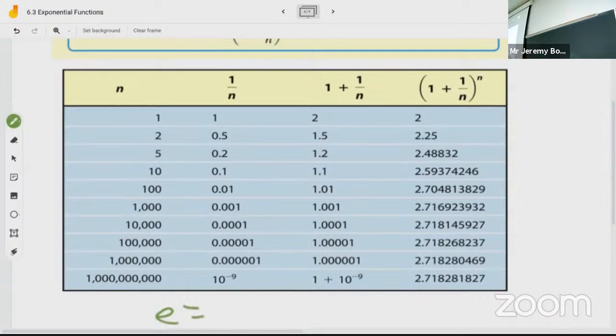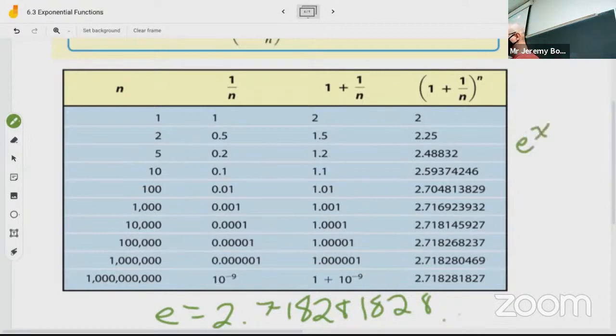E is equal to 2.71828... So on your calculator, it's either going to be an E to the X button, or you may just have E, or you may have E with a caret. If it puts a caret for you to raise it to a power, just put 1 and then hit enter, and it will give you what it is.